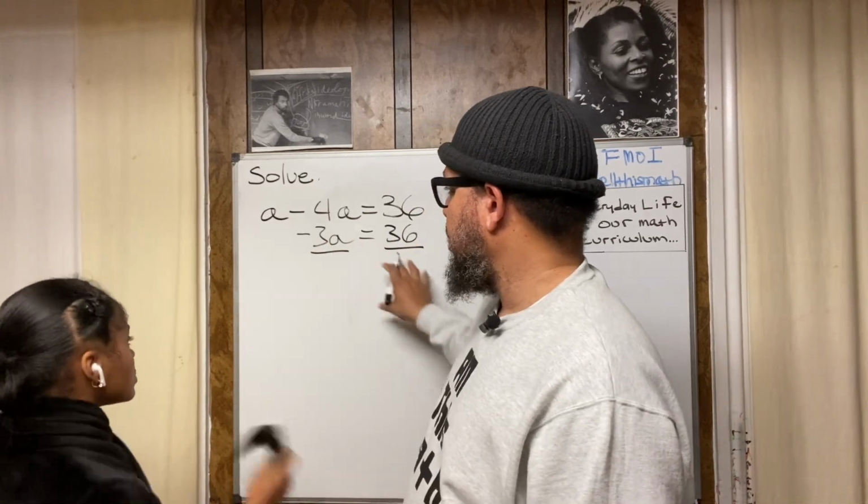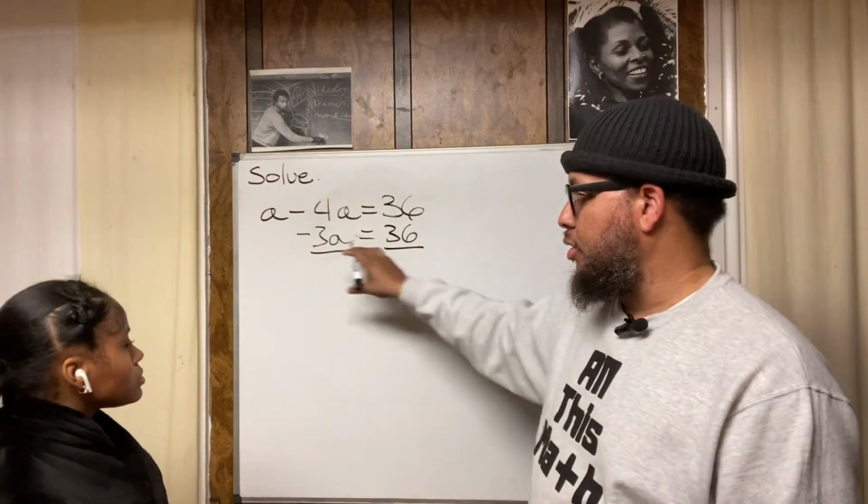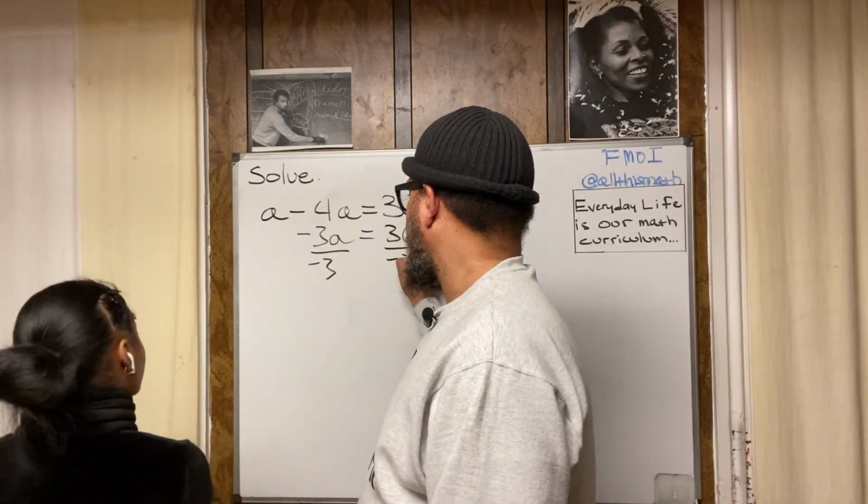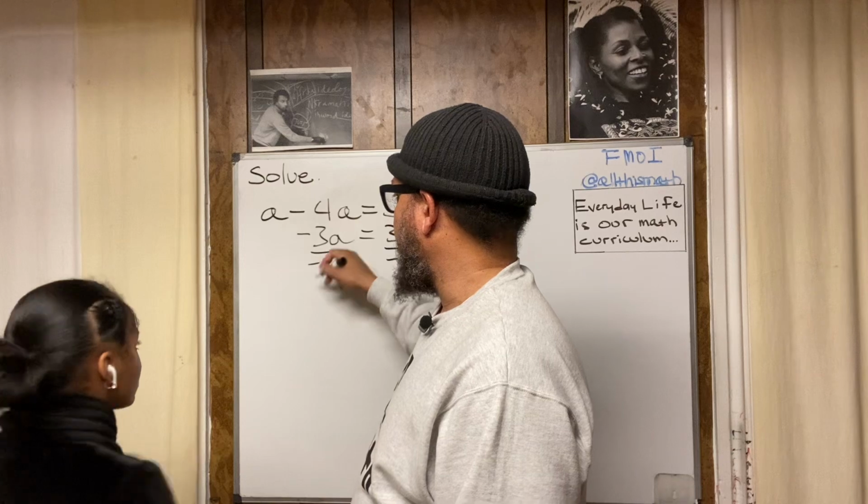We have to stay balanced. So if I divide on the left, I also divide on the right. That's going to be divided by negative 3 on the left, divided by negative 3 on the right. What's negative 3 divided by negative 3?